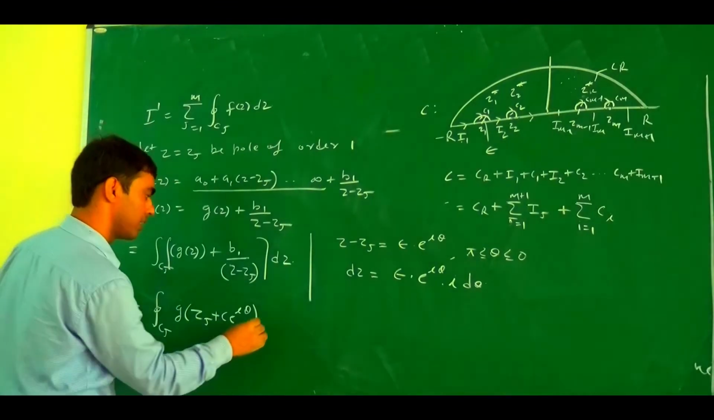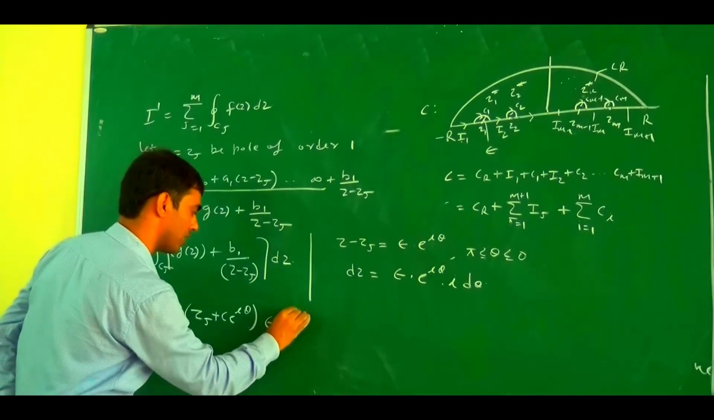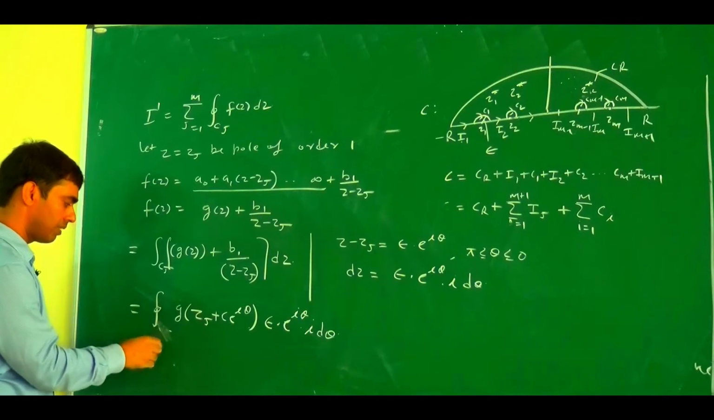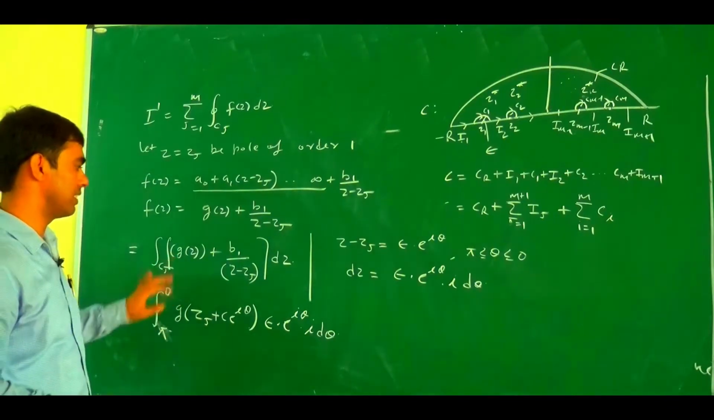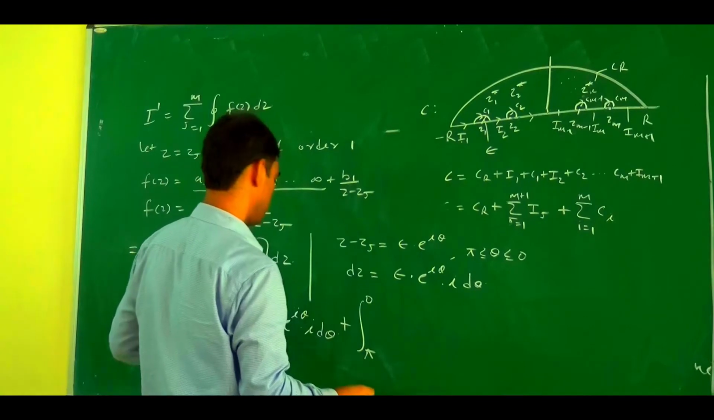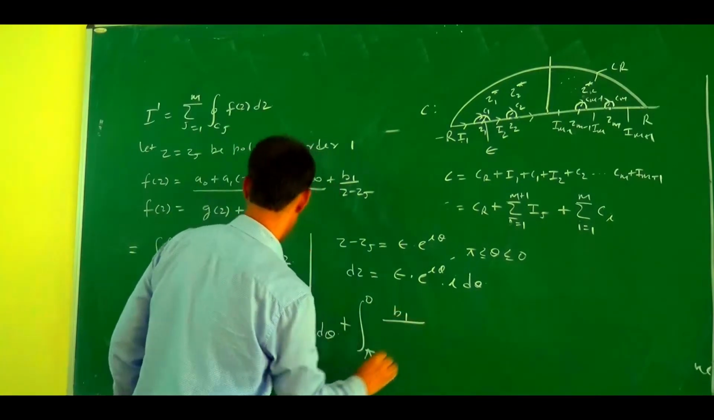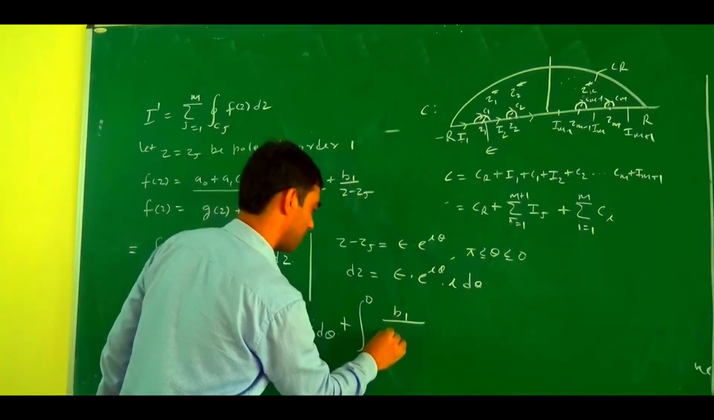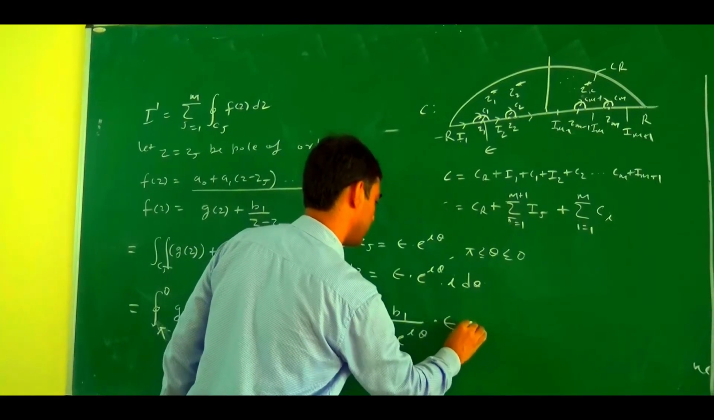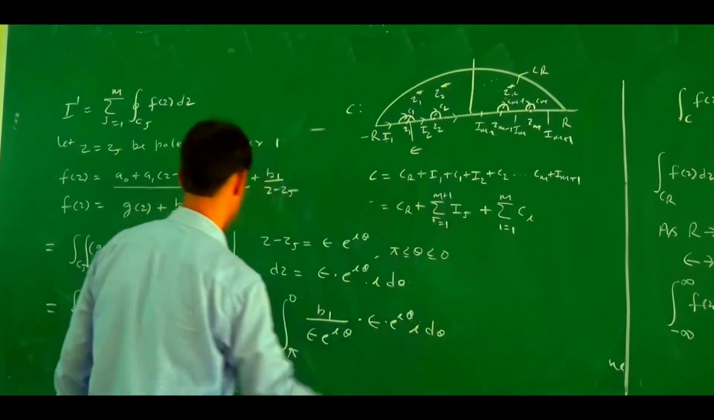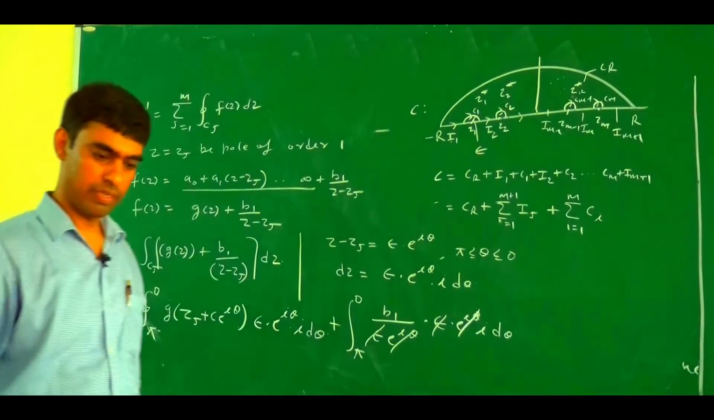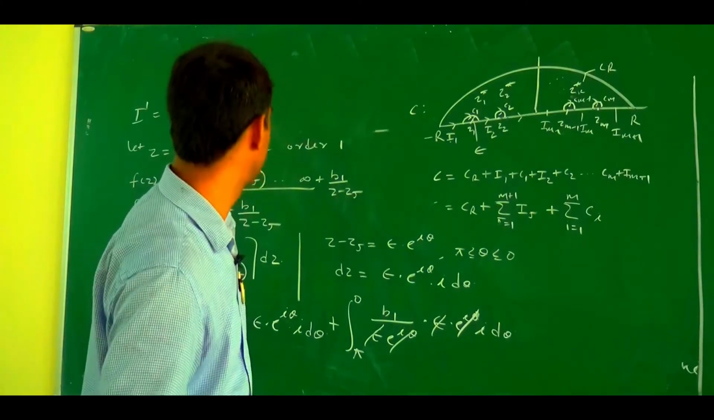So this becomes epsilon e to the power i theta i d theta times g(z), with theta from pi to 0. What is the second one? It is b1 upon (z minus zj), which is epsilon e to the power i theta, times dz, which is epsilon e to the power i theta i d theta. The epsilon e to the power i theta terms cancel out. So what is the value?